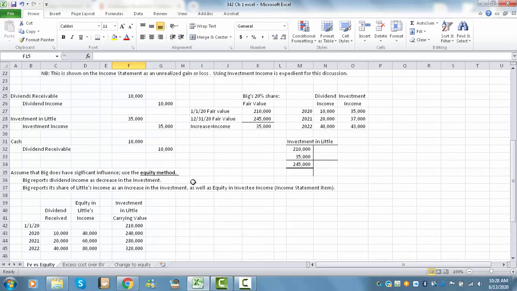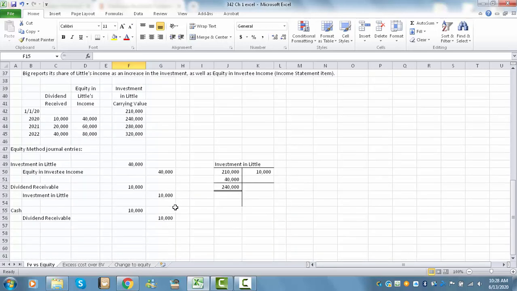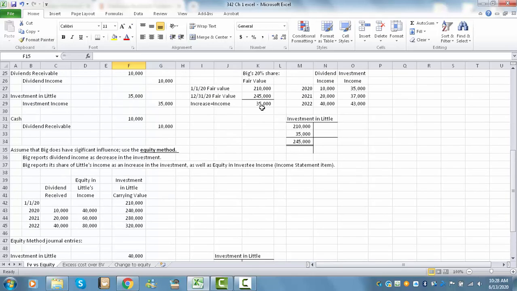I don't remember what Little's income was, but it was $200,000. We have 20%, so $40,000. And that gives us carrying value of $240,000 as opposed to the fair value of $245,000.